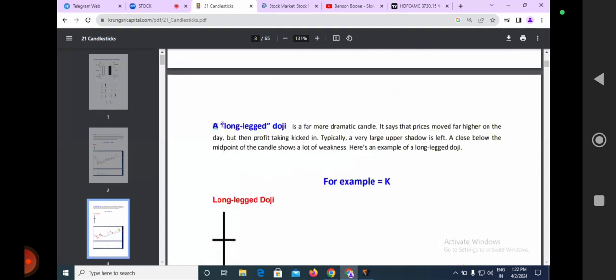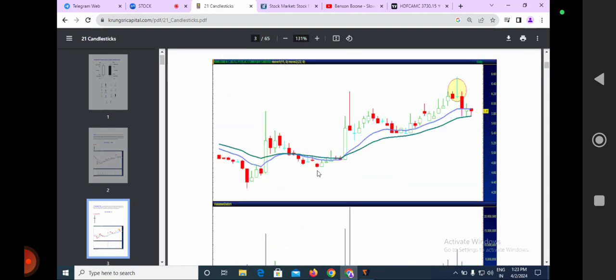The long leg doji is a far more dramatic candle. What does this long leg doji candle say? If the price has moved far higher on the day, then profit taking will come up here. Typically, a very large upper shadow is left here. This shows a weakness in the market, and let me show you the charts. As you can see, the market went up from here, and a long legged doji candle is observed here.